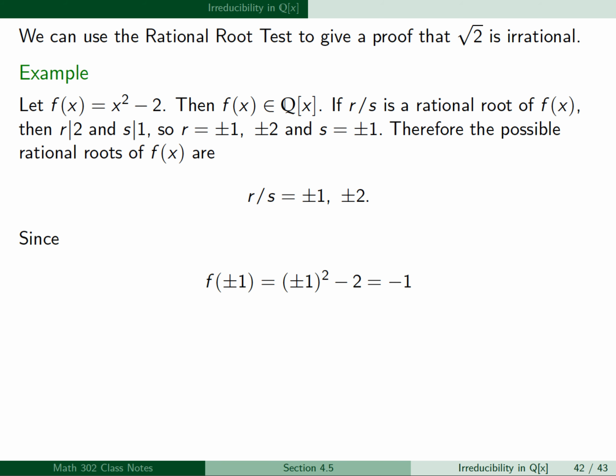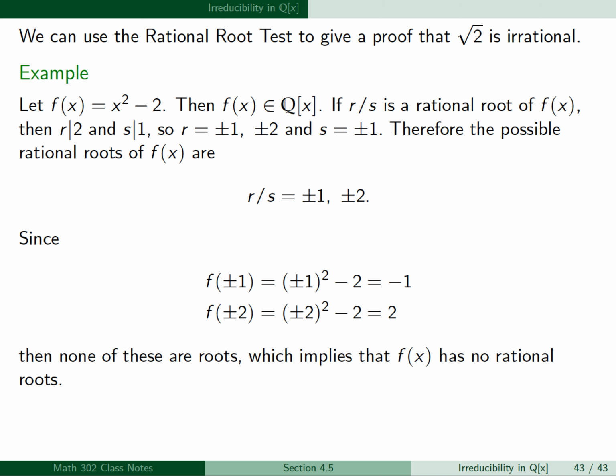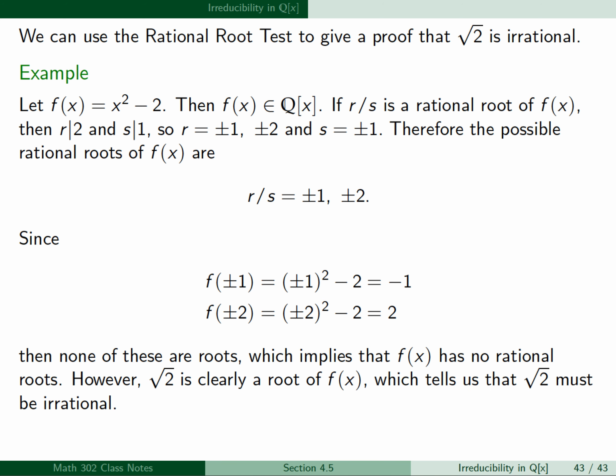And therefore, the possible rational roots of f of x are plus or minus 1 or plus or minus 2. Now, since f of plus or minus 1 is plus or minus 1 squared minus 2, which is minus 1, and f of plus or minus 2 is plus or minus 2 squared minus 2, which is 2, then none of these are roots, which implies that f of x has no rational roots. However, square root of 2 is clearly a root of f of x, which tells us that square root of 2 must then be irrational.